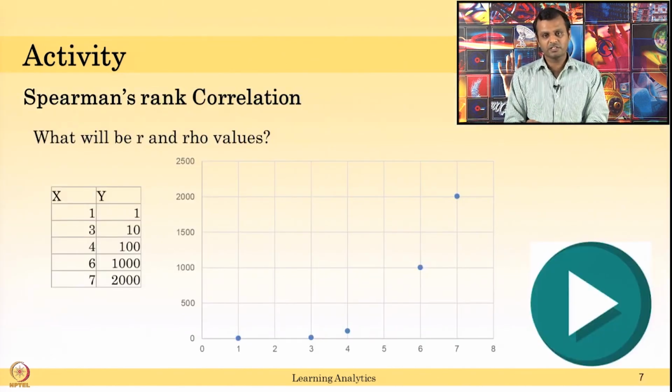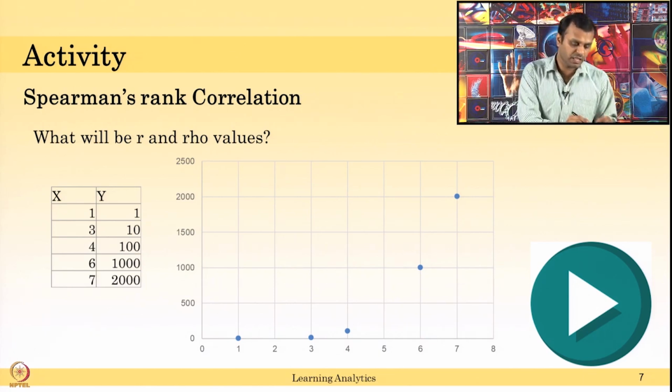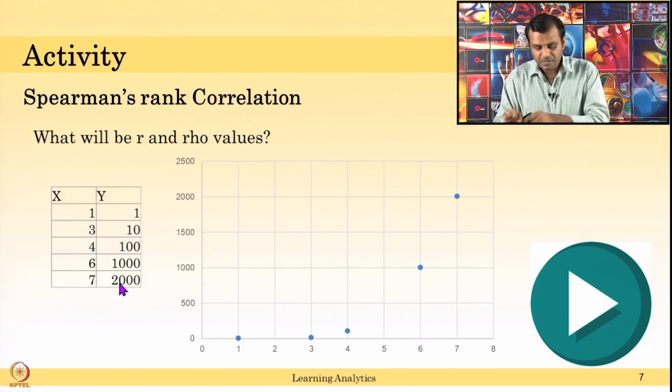Let us do the other activity, just make it clear. You see the x value in this plot is 1, 3, 4, 6, 7, or some scale between 1 to 10, but the y value is 1, 10, 100, 1000, 2000, like in the log scale or something. If it is 10,000, definitely in the logarithmic scale.